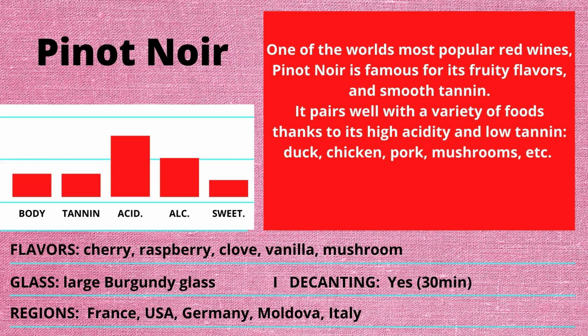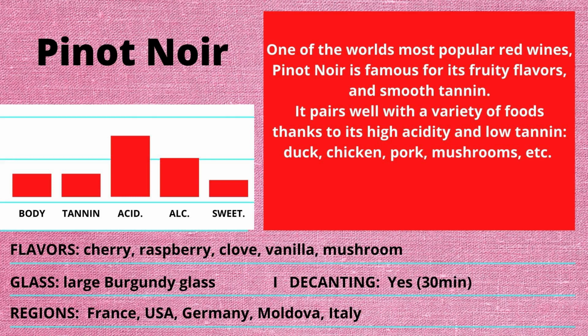You can pair it well with different foods, because like I said, you have Pinot Noir that's high in acidity, low in tannin and low in body, and you have Pinot Noir with very full body, much more tannin and acidity. So usually it's perfect with white meat, pork, mushrooms, duck, but if it's aged, you can also pair it well with steaks. The flavors of the Pinot Noir: cherry, raspberry, vanilla, mushrooms.